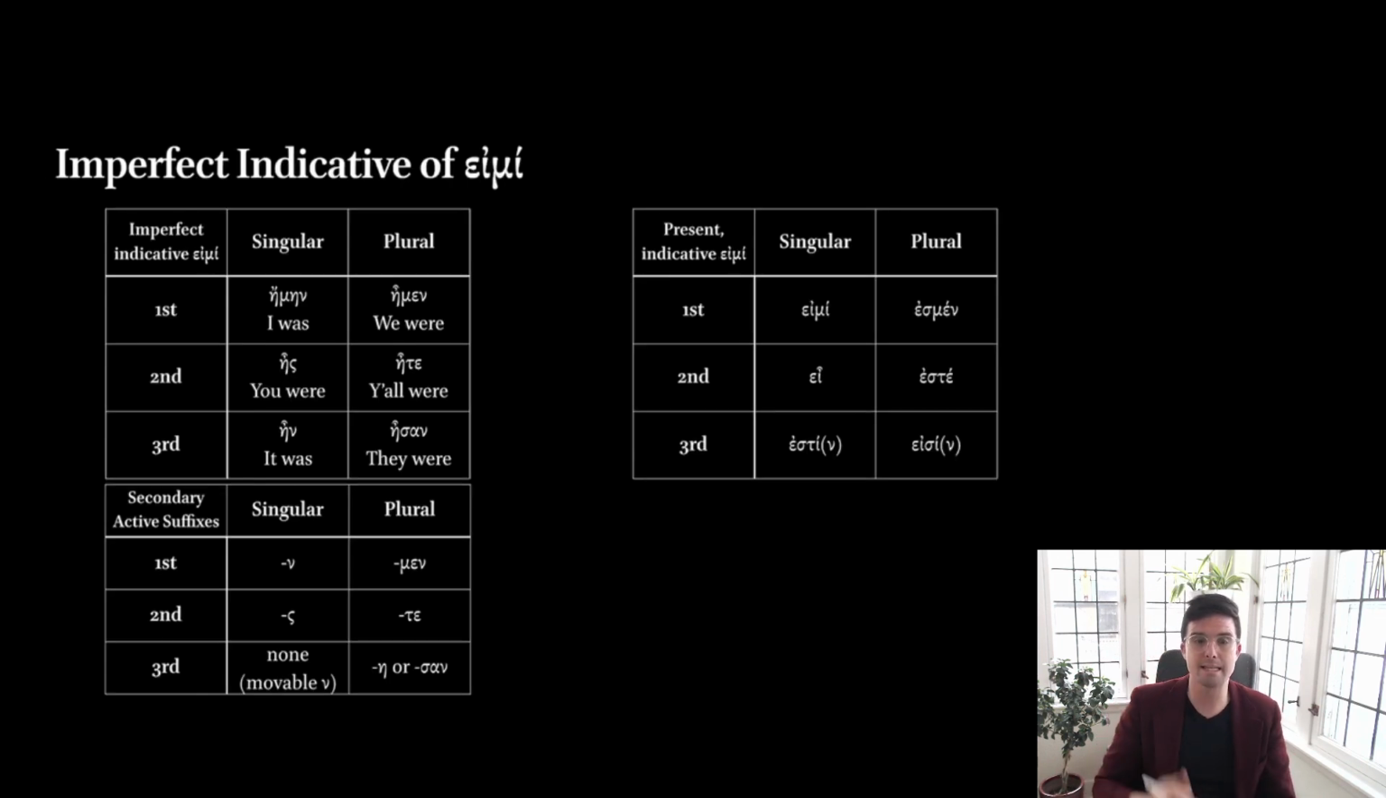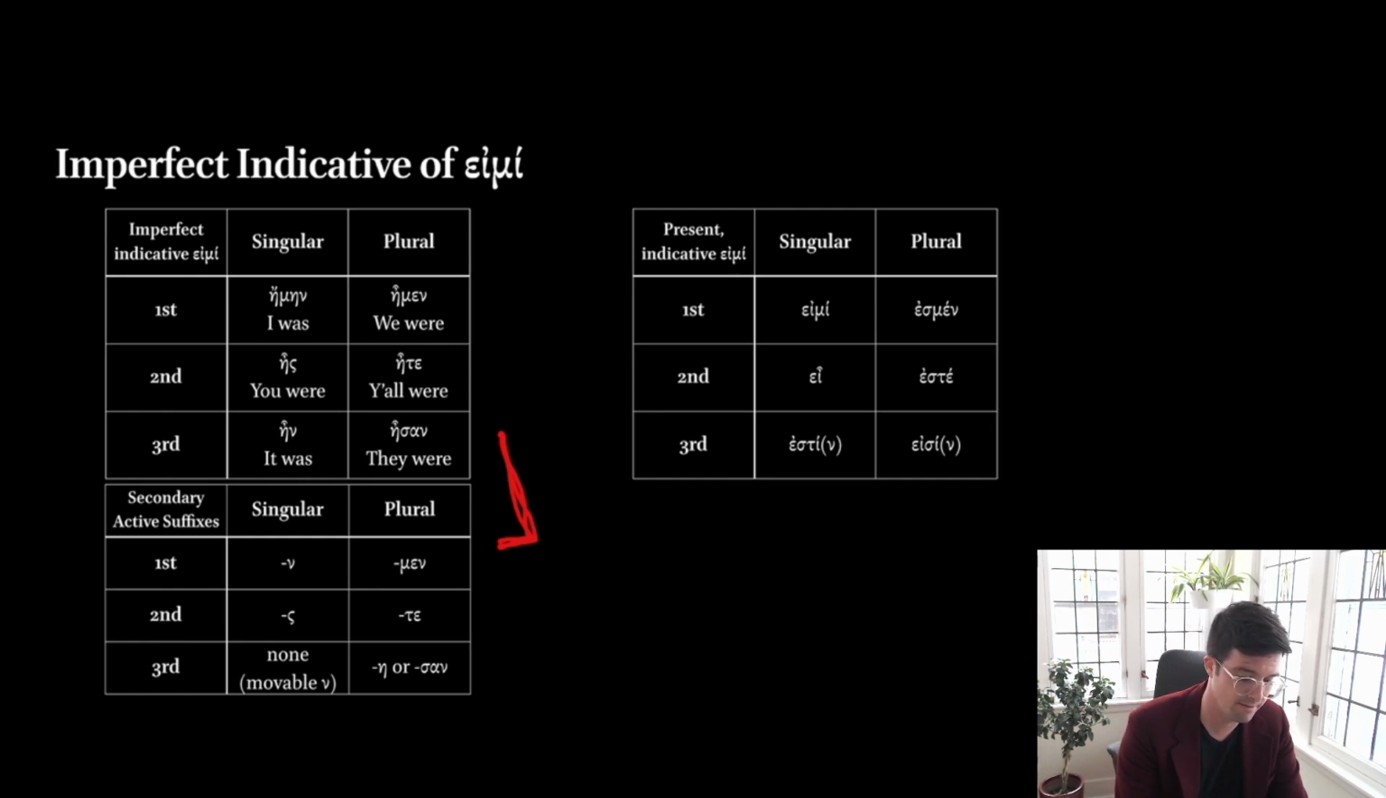And so the last thing that we want to do here, and the other paradigm that you are going to be asked to memorize from this video and from this lesson, is the imperfect indicative of eimi. So that's this paradigm over here. You have already memorized the present indicative of eimi earlier in this class. And you'll notice that the two things that you're asked to memorize for this week, namely these secondary active suffixes and the imperfect indicative of eimi, look very similar to one another.